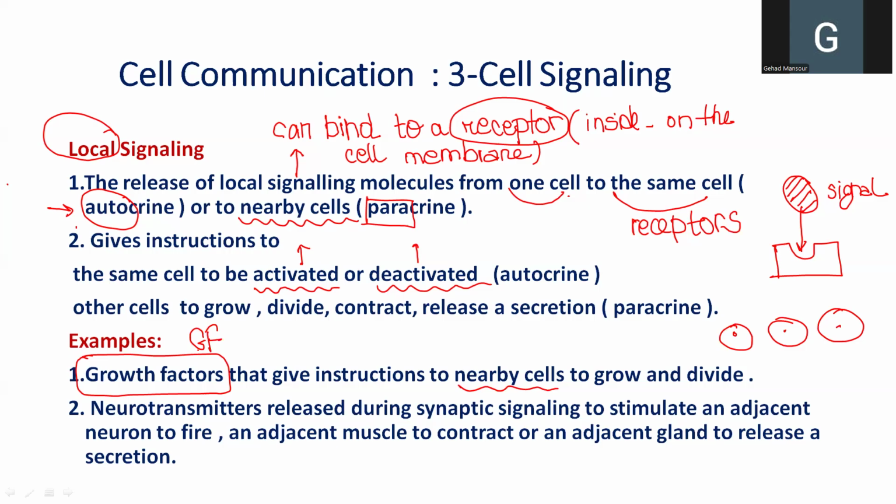Okay, and then we have the neurotransmitters. Neurotransmitters are molecules that are released from the terminal branches of one nerve cell, of one neuron, to stimulate or inhibit an adjacent neuron, or to stimulate an adjacent muscle, or to stimulate an adjacent gland to release a secretion.